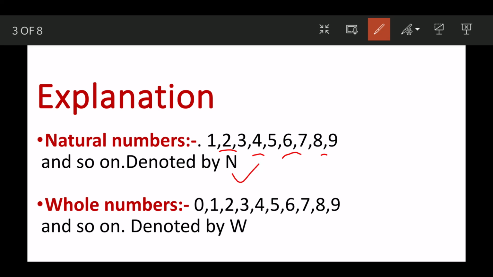Now come to the whole numbers. Whole means complete. Means what is completing the number? Without 0, numbers cannot be complete. So numbers starting from 0, 1, 2, 3, 4, 5, 6 and so on are called whole numbers and it is denoted by capital W. So we have infinitely many natural numbers and infinitely many whole numbers.